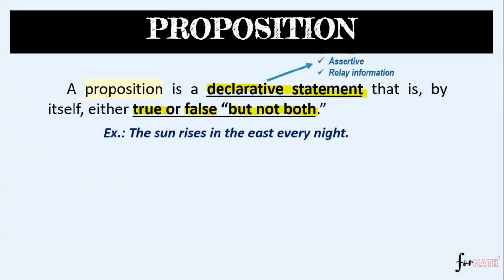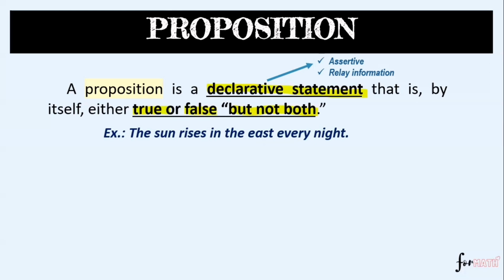Okay? So, example, the sun rises in the east every night. This is an example of a declarative statement. Therefore, it's a proposition. Okay? But if we're going to identify if it is true or false, so the sun rises in the east every night. So based on the statement, it is a false proposition. Okay, kasi the sun rises in the east, yes, but not every night.